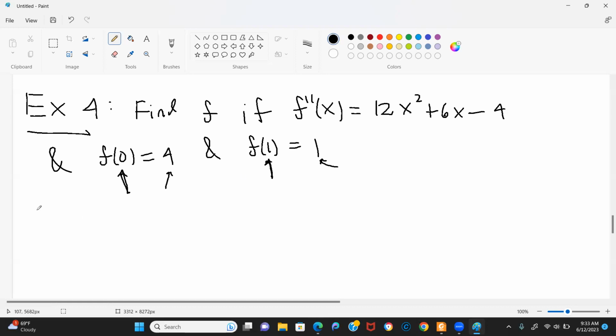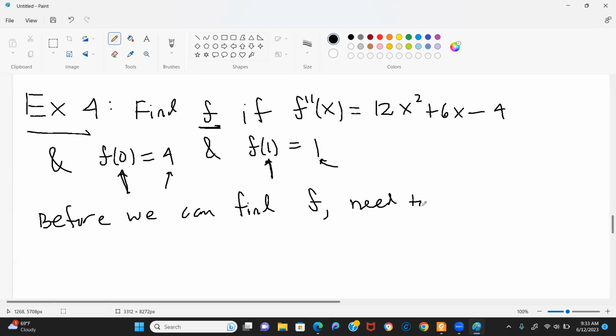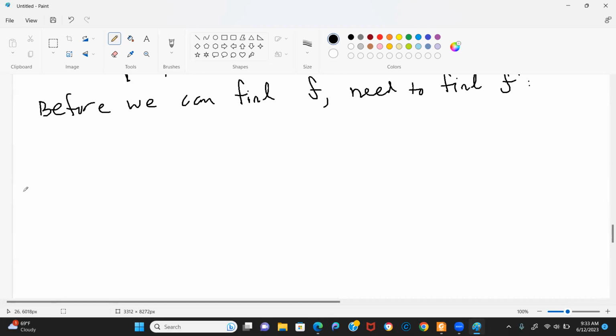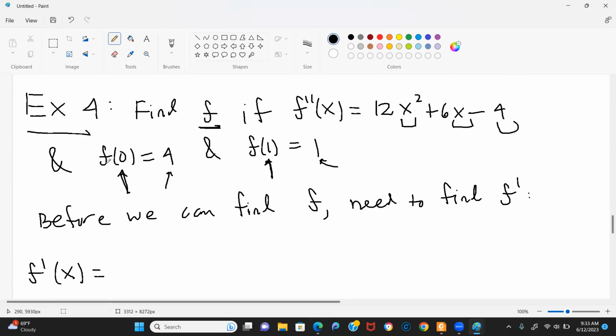Before we can find f, we need to find f prime. So that's how we're going to do this. We're going to anti-differentiate each piece. So we have f prime of x is going to be, so I have the 12, and I can ignore the constant because when you anti-differentiate, you can pull the constant out of this process.